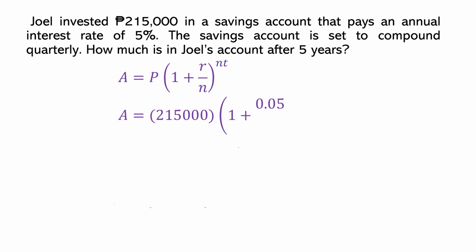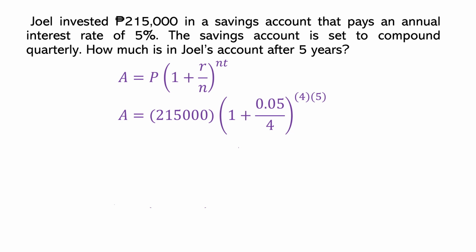The N is, it says compounded quarterly. So divided by 4, because quarter means 4, that means 4 times every year. And then the exponent, N times T, so N again is 4, and then times T, T is the 5 years. Again, T is in years. So if the given is, let's say, 3 months, you're going to put there 3 over 12, because you don't put 3, since T is in years.